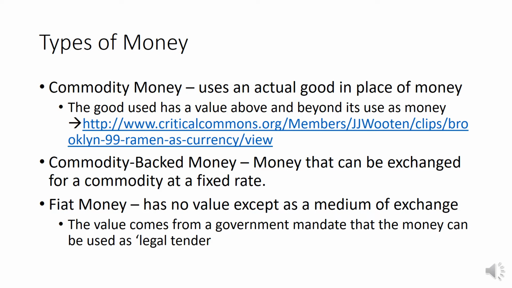And finally, we have fiat money. Fiat means decree. And fiat money is money that has no intrinsic value. Its only value is that people accept it. In other words, the value comes from the fact the government issues a fiat or a mandate that the money can be used.